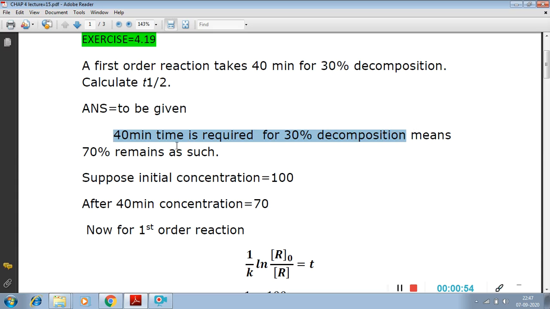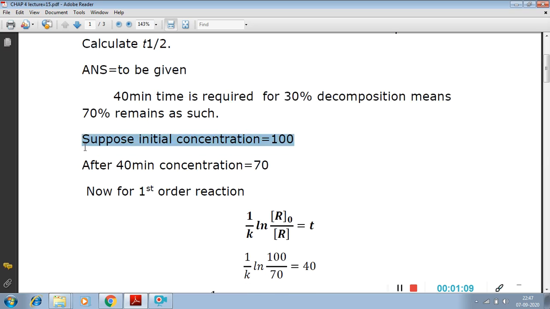Means 70% of reactant remains as such, only 30% that decomposes. Now suppose initial concentration is 100. After 40 minutes, concentration of remaining reactant that remains 70%. So here I have written 70.